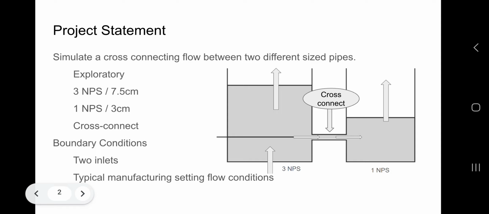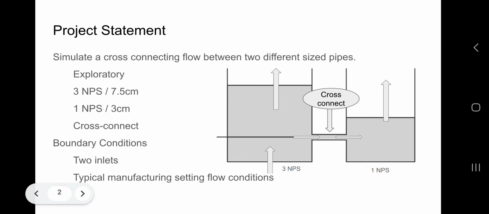In the piping geometry, I have what I would consider to be common piping with a 1 in and 3 in nominal pipe size, which I had to convert for meshing into metric. So the 3 in is 7.5 centimeters, and the 1 in is 3 centimeters.